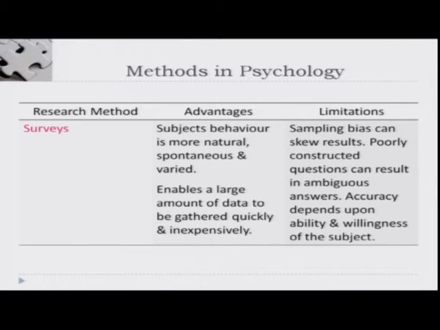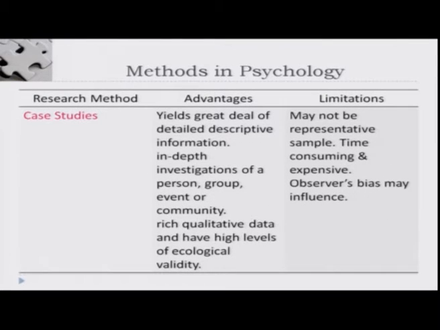The problem, of course, with the survey technique is that sampling bias sometimes can skew the result. If you have not drawn a sample which is representative of the population, then your findings might be very biased. Second, if you construct poor questions, it might result in ambiguous answers. Therefore, accuracy depends upon the ability and willingness of the participant, as well as how good the construction of the items is that you are using in your survey.